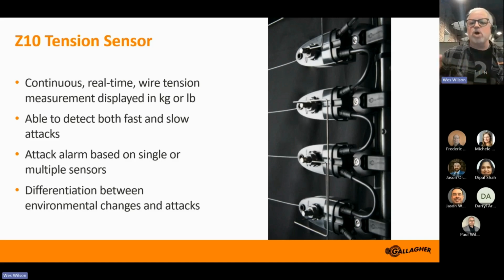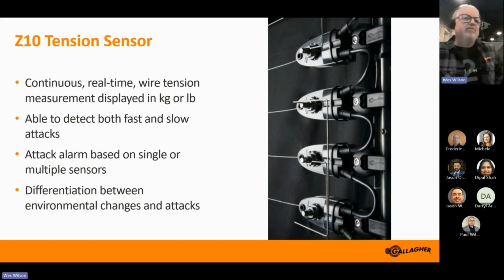So, for instance, if someone slowly puts pressure on the fence in an attempt to avoid detection, the Z10 does have the ability to monitor that and catch that. You can base the attack on multiple sensors or single sensors. So if somebody steps on one line, you can detect something, or if multiple sensors are being triggered, the Z10 can allow you to detect that.